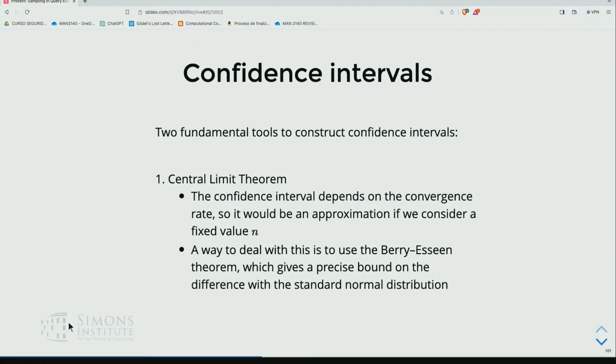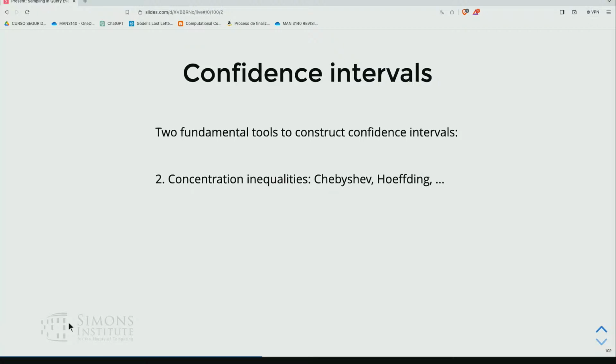You get larger confidence intervals, but you know with high probability that the value you're trying to estimate is going to be in the confidence interval. The other set of tools usually used here are the concentration inequalities, like Chebyshev and Hoeffding. The bounds produced are not approximations and don't depend on a convergence rate, but they are looser. Usually you produce larger intervals, but these are very useful tools.